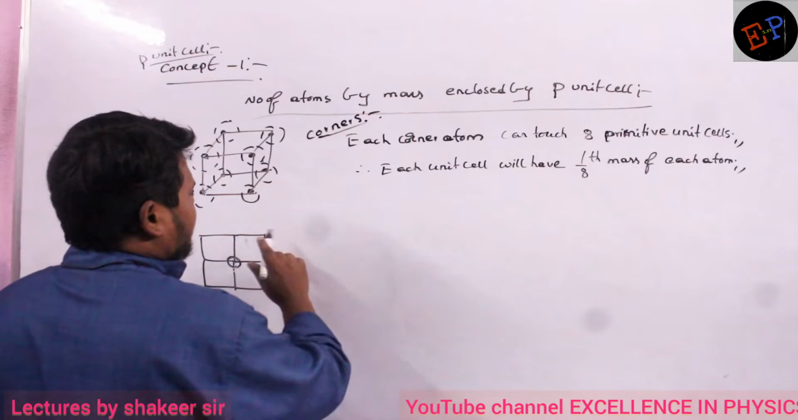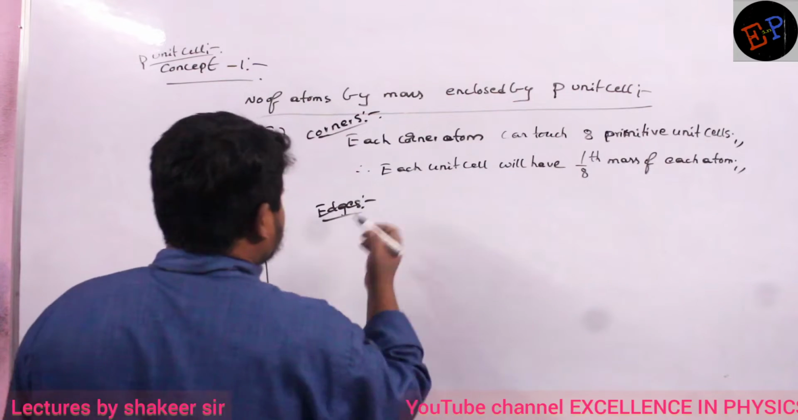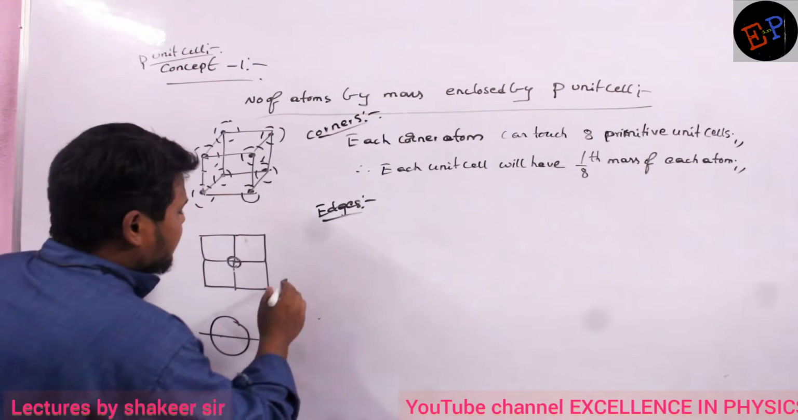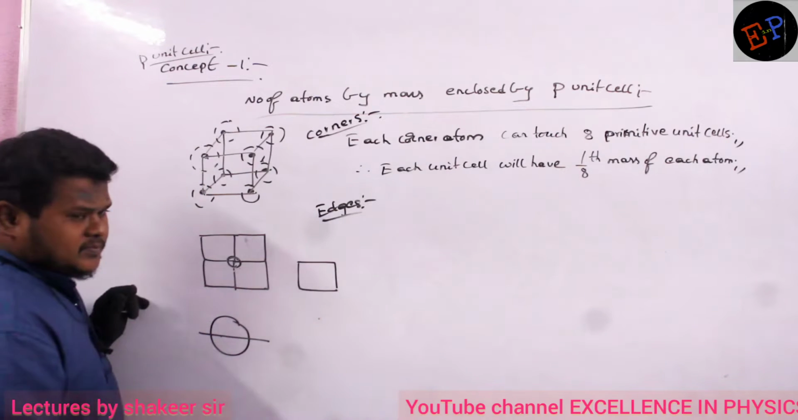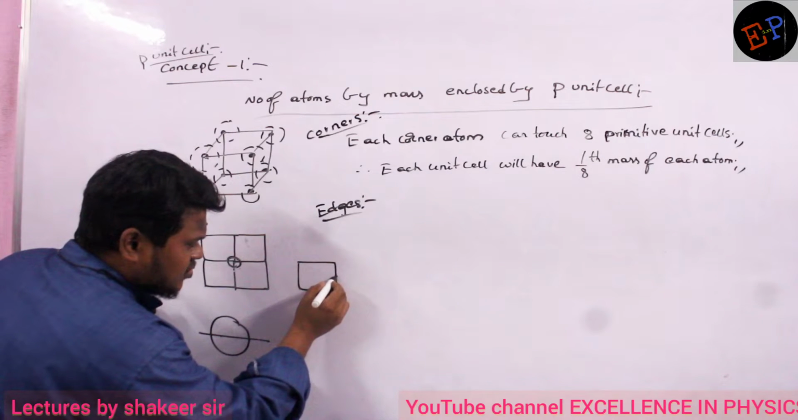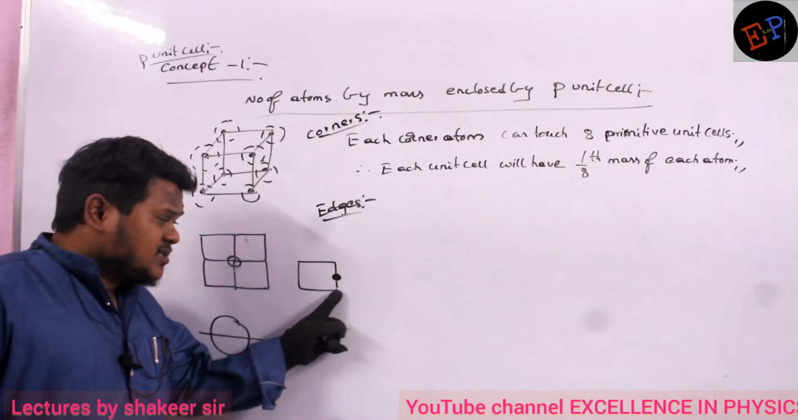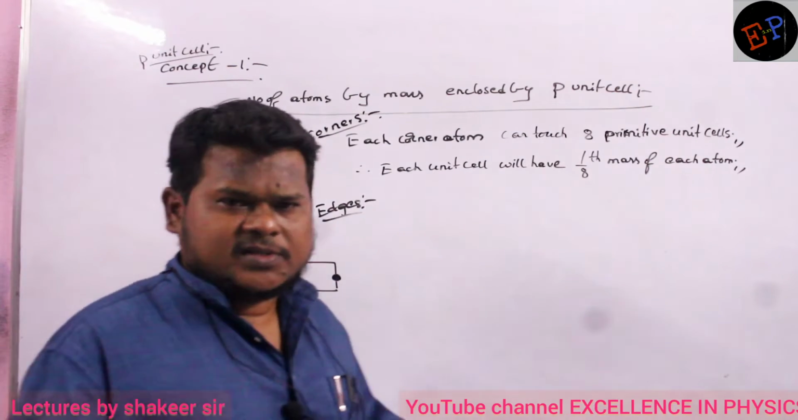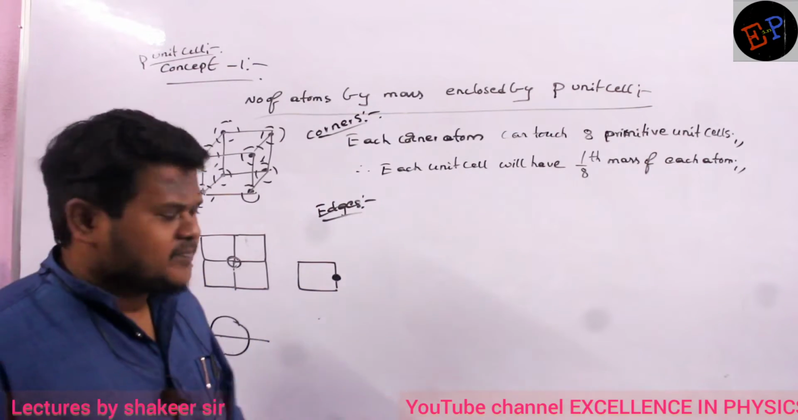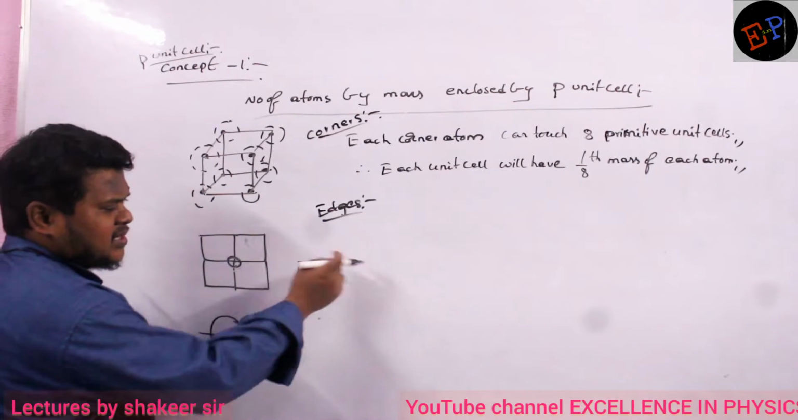Okay ma? Now if atoms are present at edges. What is meant by edge? So this is a cube and one atom is present at one edge. Then this atom can touch how many cells? 4 cells. Are you able to understand? It can touch only 4 cells, no ma? So next to it there is one cell.